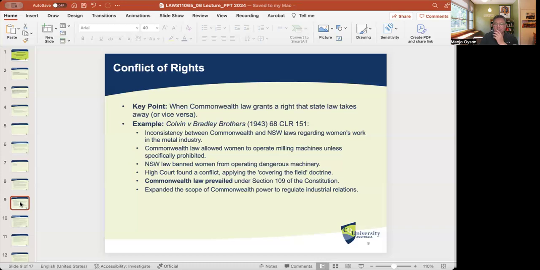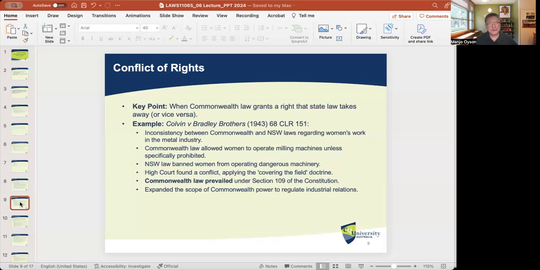And yet, New South Wales law banned women from operating dangerous machinery, again, out of concern for women. So there was a conflict. A broad-minded Commonwealth Parliament, and you've got states who felt that women shouldn't be operating dangerous machinery. Of course, that's no longer permitted today, right? And because there was an apparent conflict, the question then had to be a question of the covering the field doctrine. It began by asking whether or not the Commonwealth Parliament had the power to pass a law concerning the ability of women to work in the metal industry.